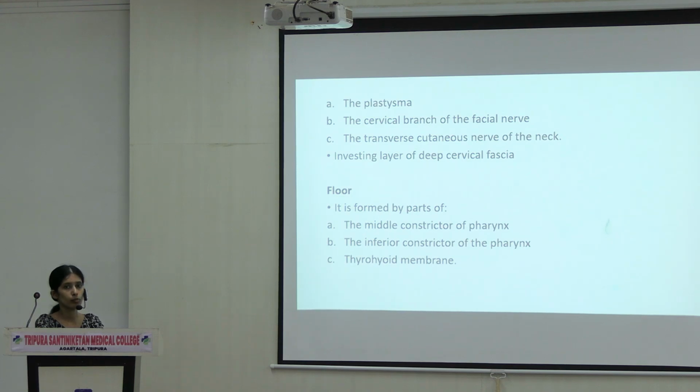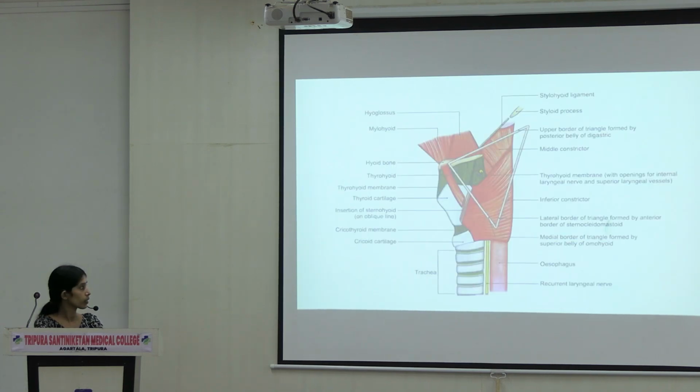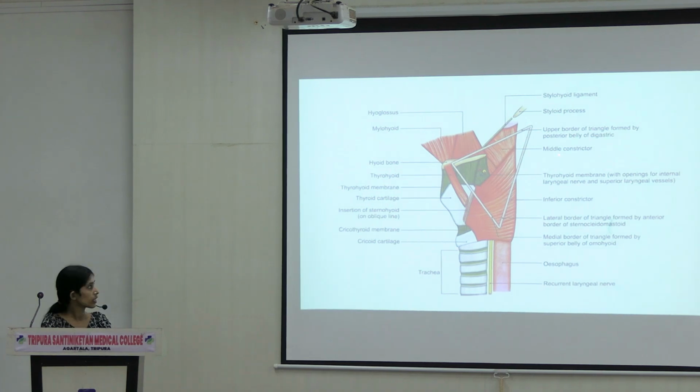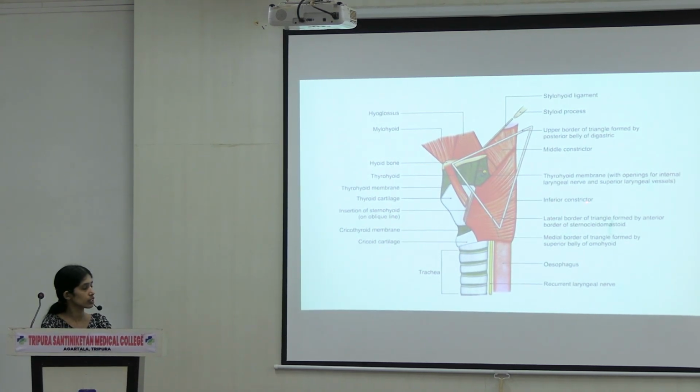The floor is formed by the middle and inferior constrictor muscles of the pharynx and by the thyrohyoid membrane. Can you identify the structures here? Here we have the middle constrictor muscle, inferior constrictor muscle and also the thyrohyoid membrane, which forms the floor of your carotid triangle.